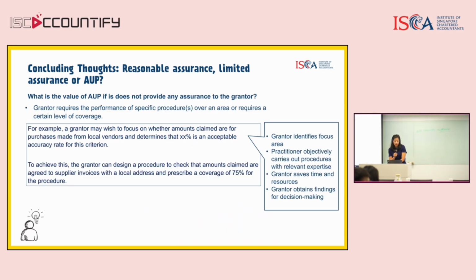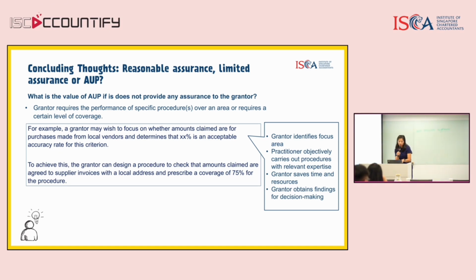So then after going through, you may ask, what is the value of AUP if it does not provide any assurance to the grantor? It is still beneficial, because in the AUP engagement, it is very specific. We all come together upfront and the grantor can specify the kind of procedures that they want performed. So it will be meaningful and beneficial if the grantor requires performance of specific procedures over an area or requires a certain level of coverage.